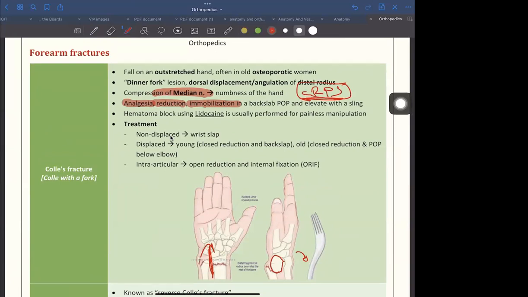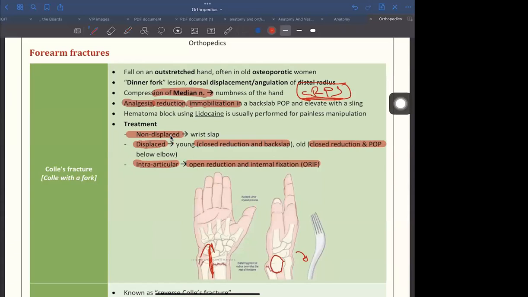We're not going to discuss this. It's very specialized for the orthopedics. So if it's non-displaced, you can do a rest slab. If it's displaced, young patient, you can do closed reduction and back slab. Old patient, closed reduction and plaster of Paris. If it's intra-articular, you can do open reduction, internal fixation.